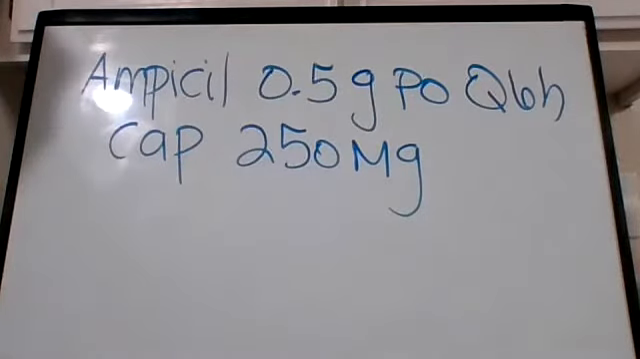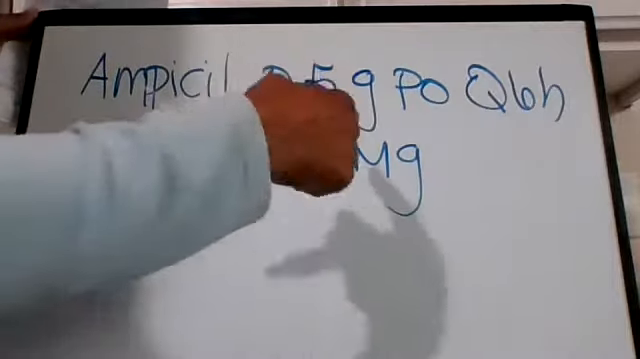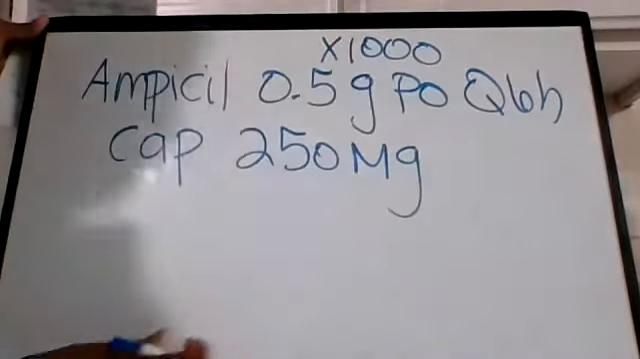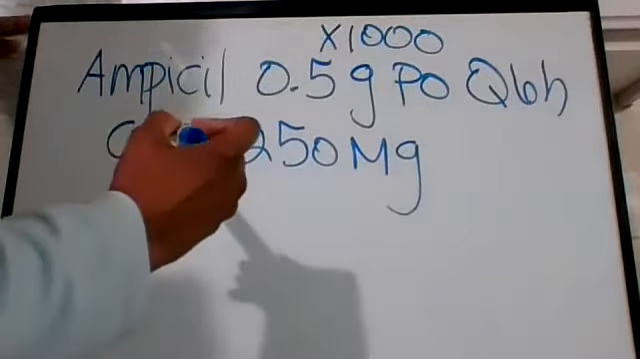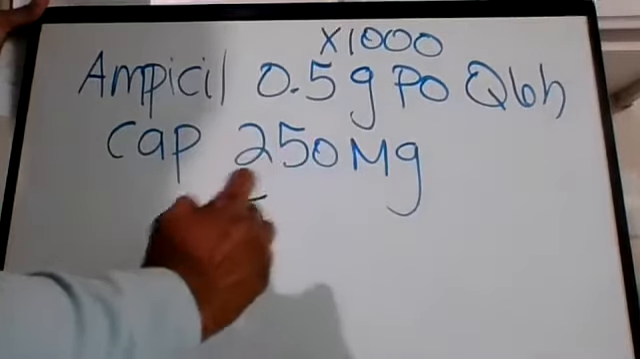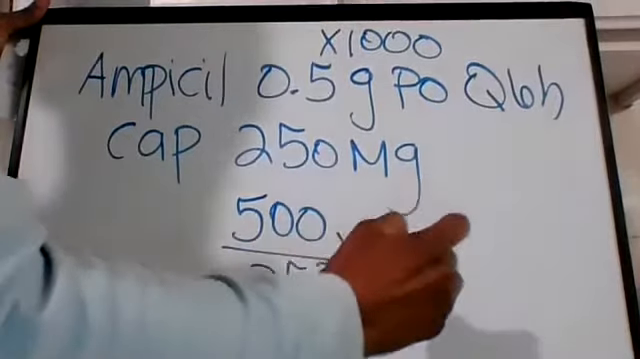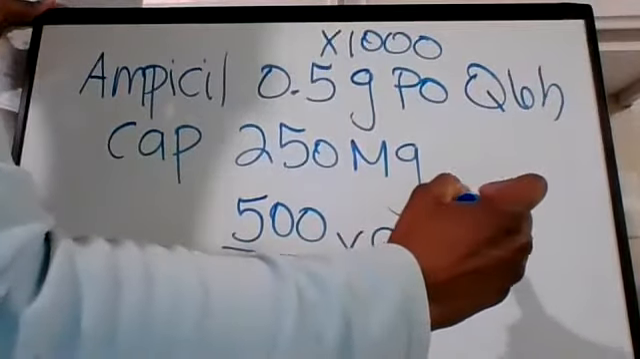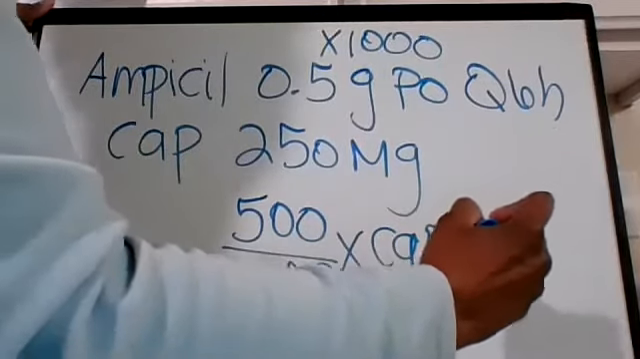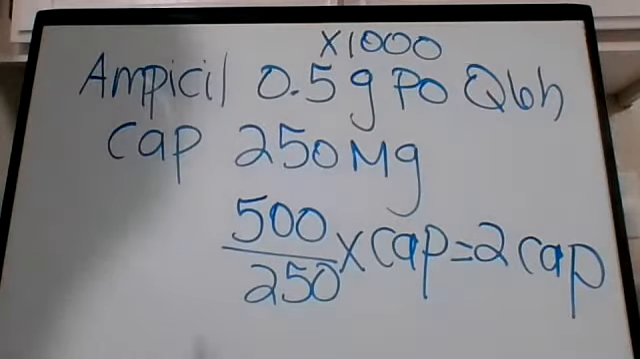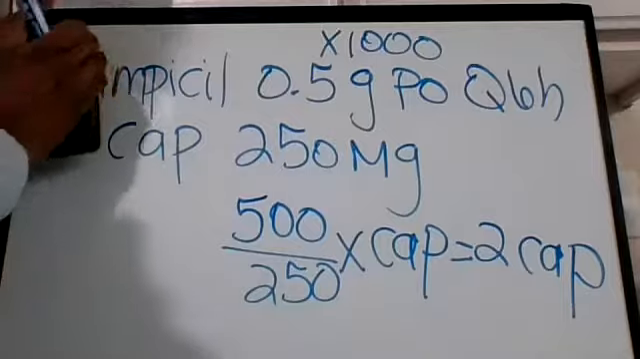All right, what you would have to do, you're going from grams to milligrams. So you're going to multiply by 1,000. Once we do that, we come up with 500 divided by 250 times capsule. And the answer is 2 capsules. On to number 3. I hope these are getting much easier for you.